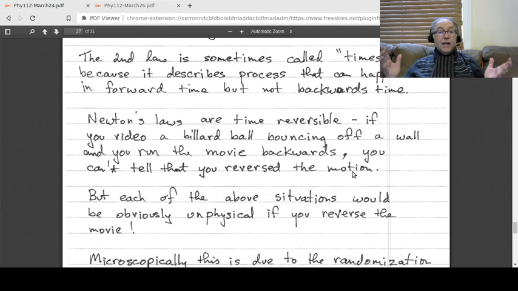But with the second law of thermodynamics, the time symmetry is broken. Forwards time is the real time. Backwards time just doesn't happen. Otherwise, you would have things popping up off the ground, and things that are hot becoming hotter while things that are cold become colder, and this just doesn't happen.